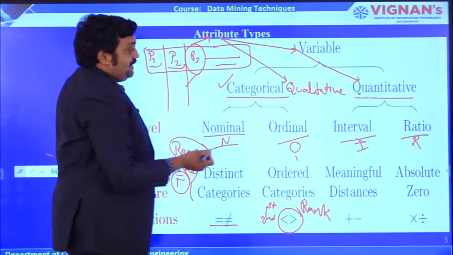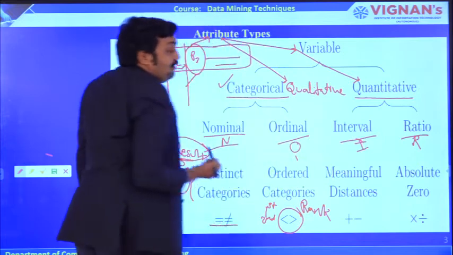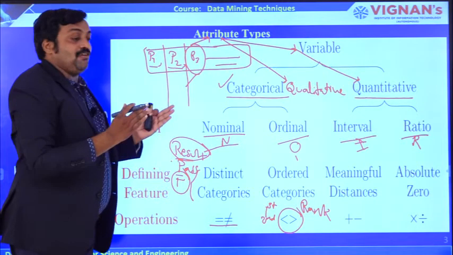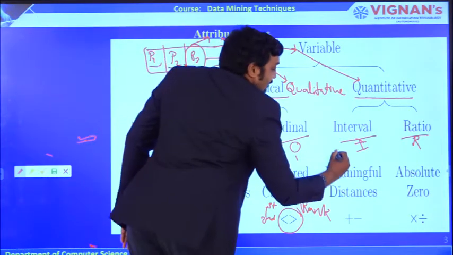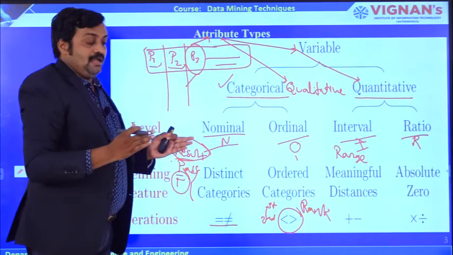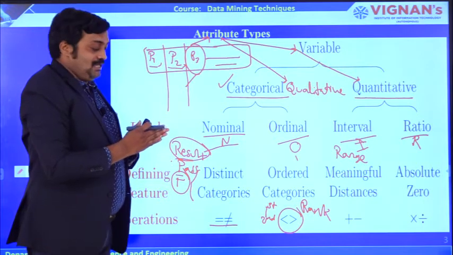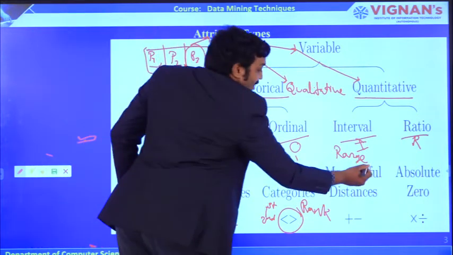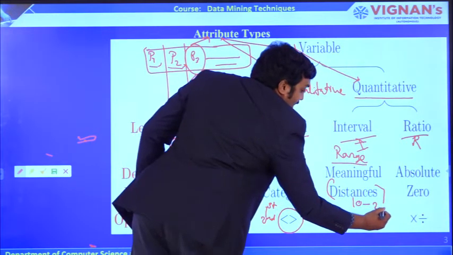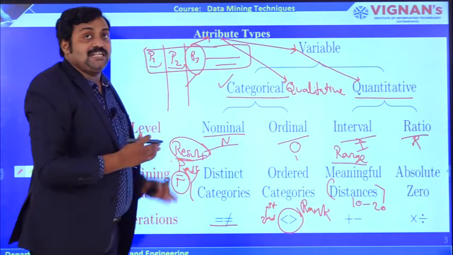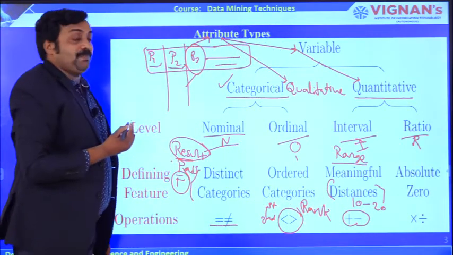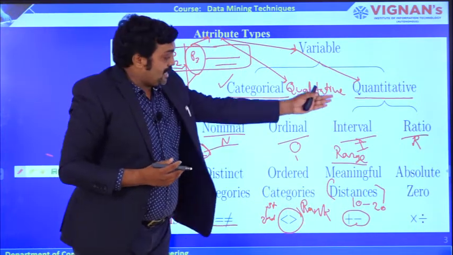Then another attribute is the interval parameter, which is nothing but range based values, like 10 to 20. I want to find out the students who got a percentage between 60 and 70. So, a range of values, a meaningful distance. Here I am giving some range 10 to 20, who got 10 to 20 marks in between, a sequence, that is interval. So, we can perform arithmetic operations like addition and subtraction on these attribute values.